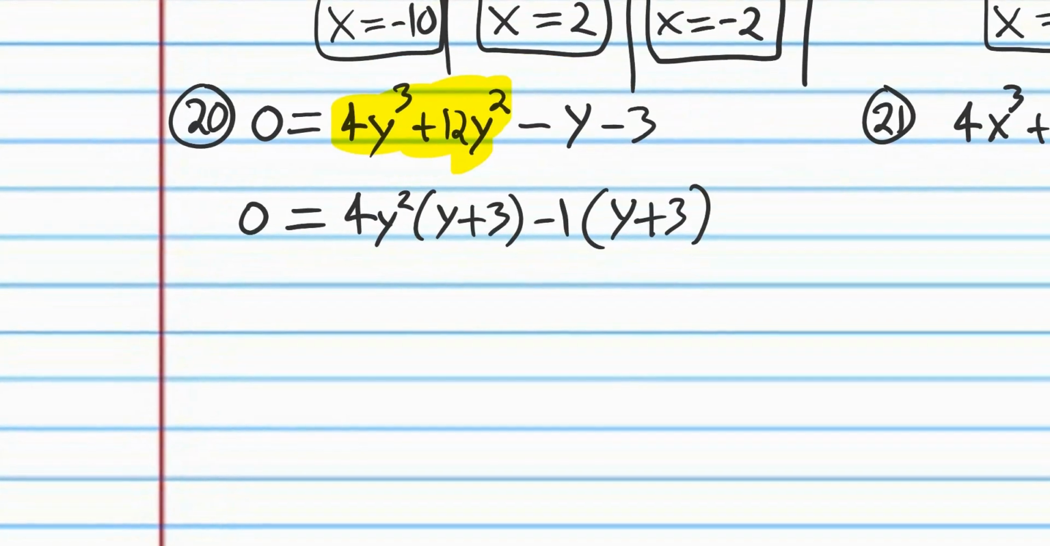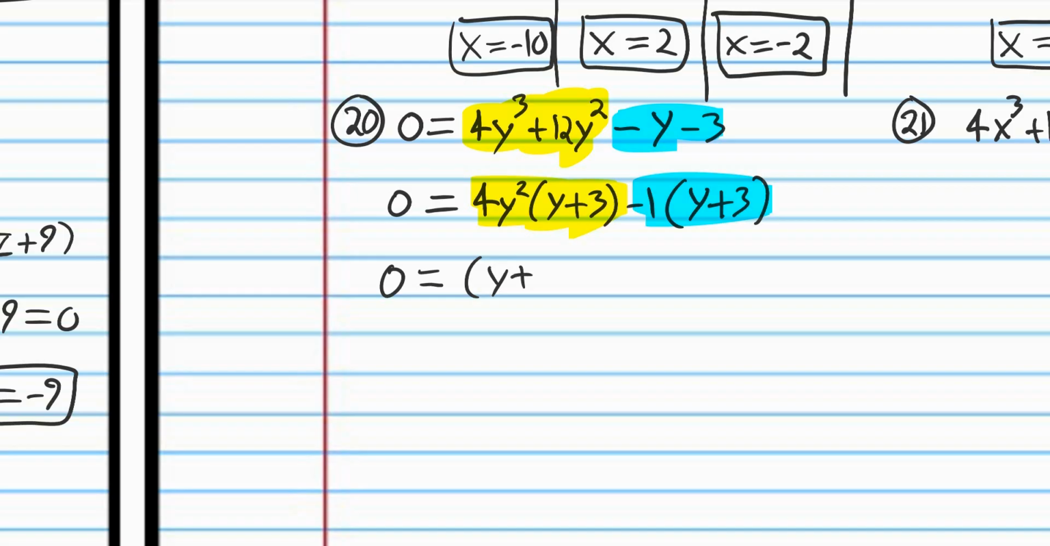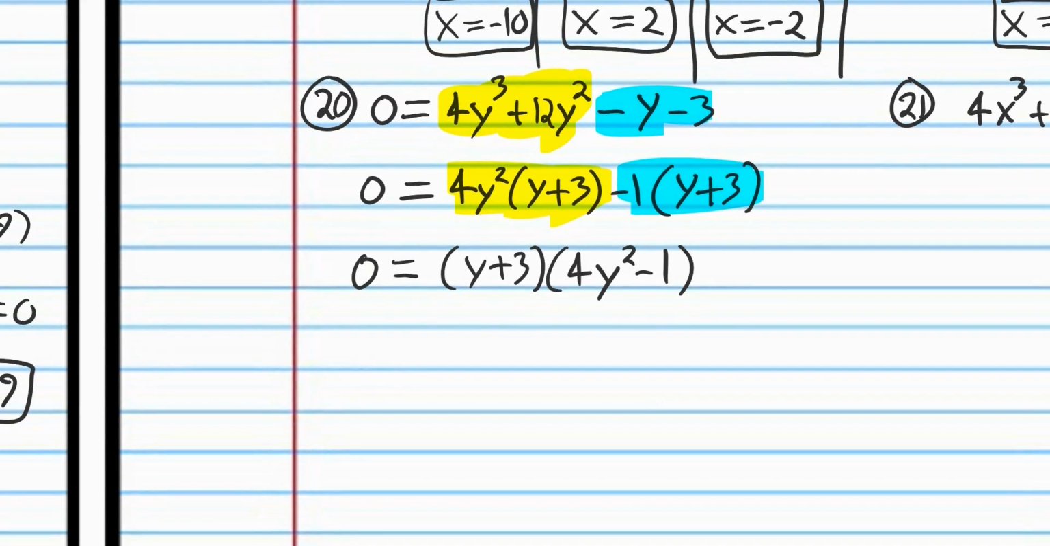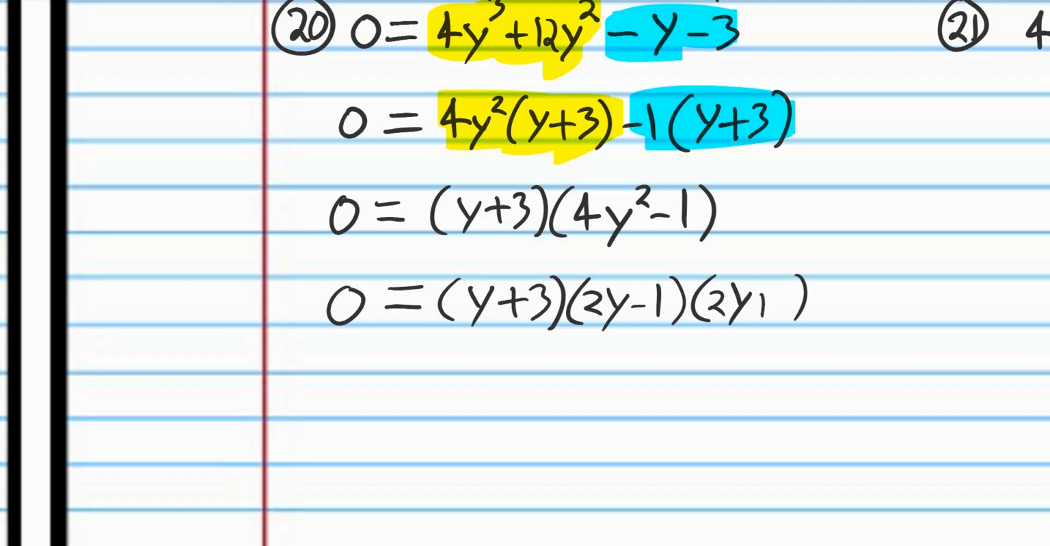So you can see that we have, I'm going to choose this coloring scheme here because I think that helps. We have y plus 3 as a common factor, so we'll just pull out y plus 3. And we have the difference of two squares. So what number multiplies by itself to get 4? That would be 2. And what number multiplies by itself to get 1? That would just be 1. Again, 1 is a perfect square, just like 4 is a perfect square.